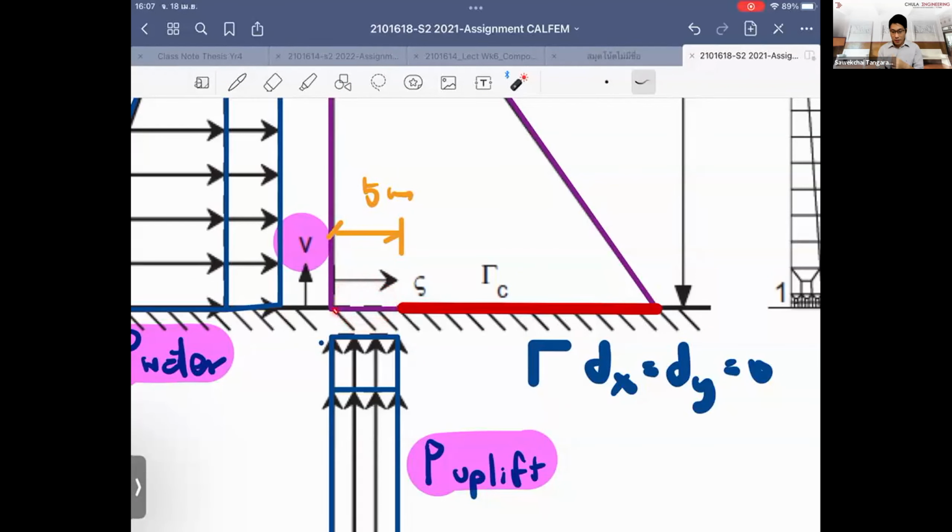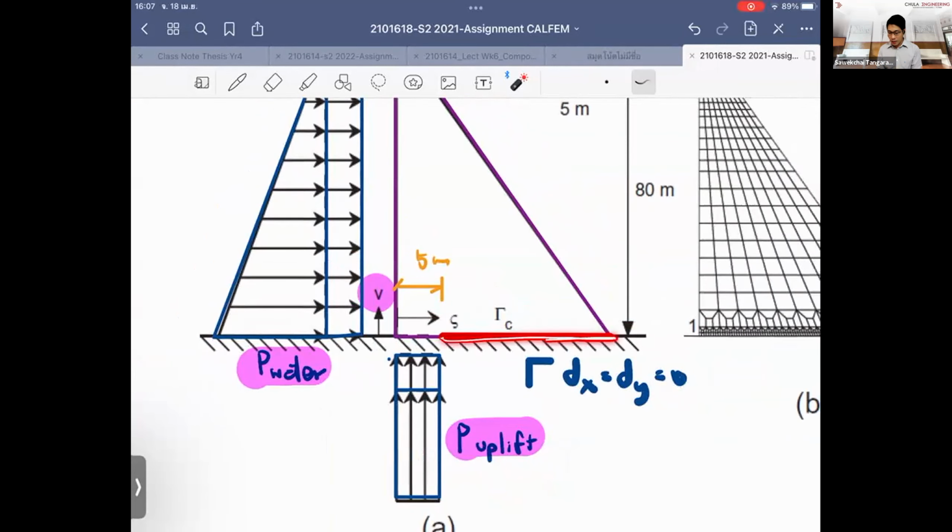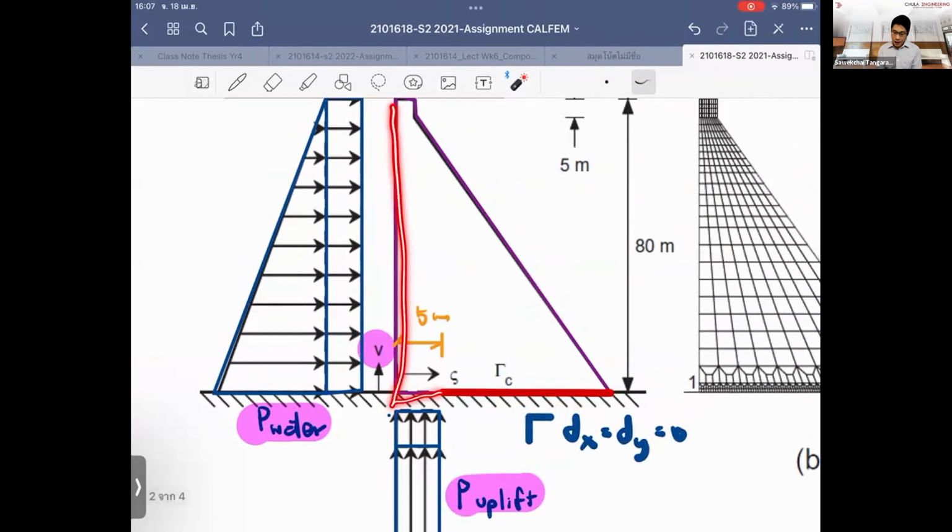So the degree of freedom at the bottom has been free, so it can open up, right? So this condition is telling you, okay, in this case, you have this type of boundary condition. The length of the dam has been free. So the degree of freedom can move in any x and y direction. So we start to know the boundary condition. We know what is the applied force, right?